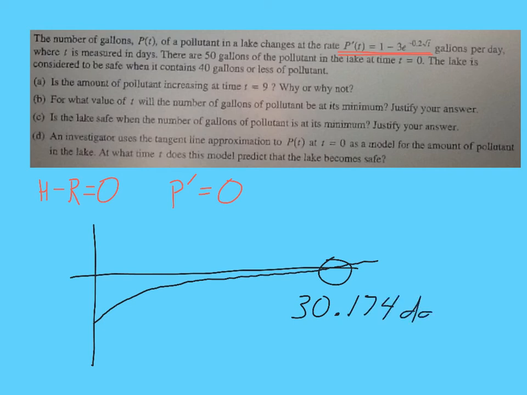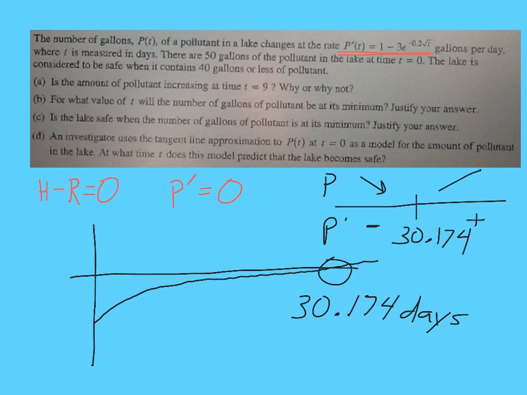30.174 days. So that's when it actually was 0. Now we wanted to test it. So I'm going to put P prime and P, and I'm going to go from 30.174, and really we're just analyzing the graph. Before this they were all negative, and after this they are positive, so that is in fact the minimum value.